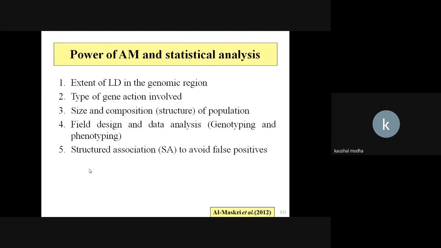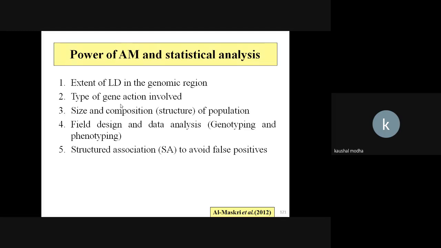Now, power of association mapping and statistical analysis. Power of association mapping will depend upon extent of LD in the genomic regions. As I told you, different regions show different recombination rate, so that is also important. That will decide the power of association mapping. Type of gene actions involved: additive, dominance, epistatic. If epistatic interactions are present, then power will go down. Size and composition of the population: if there is too much population structure present, then power will go down.